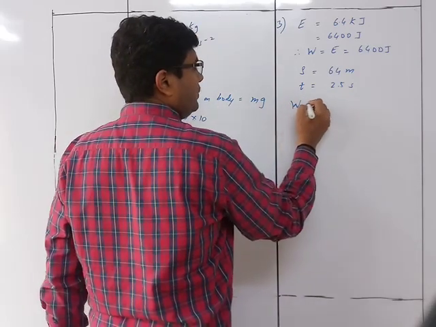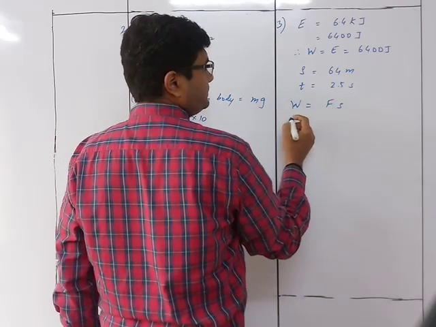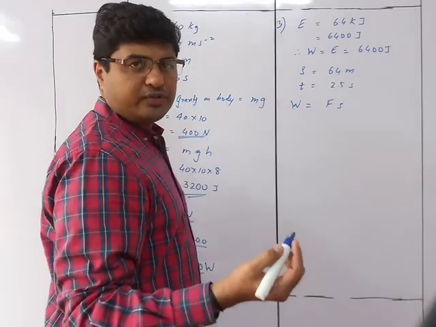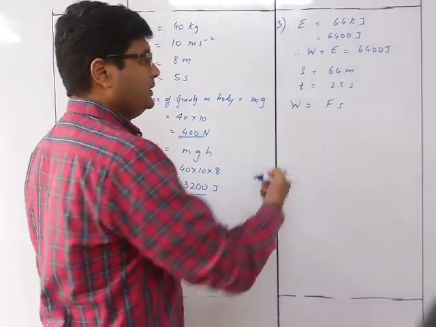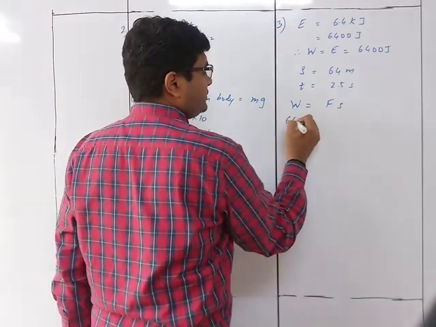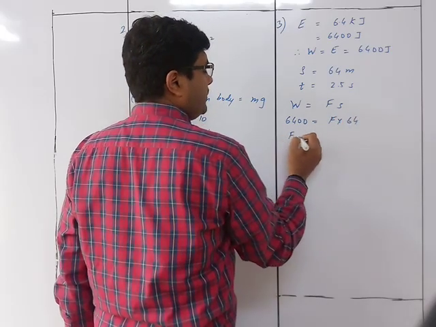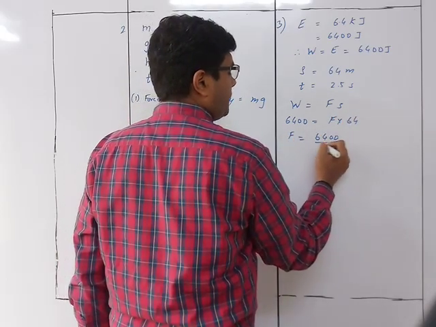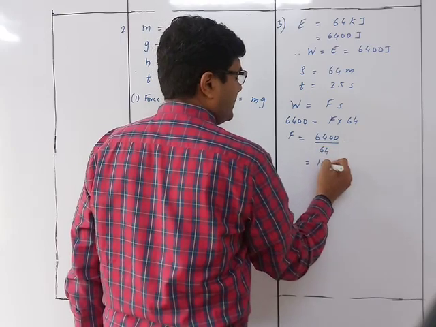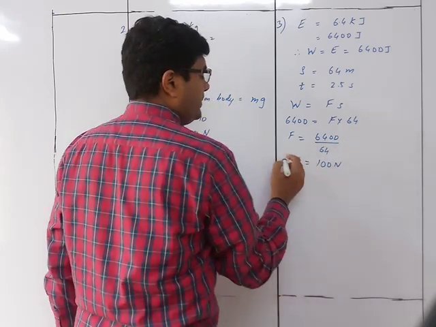So we know that W is equal to F into S because it is in the direction of the force, so you don't need cos theta. So W is equal to 6400 is equal to F into 64. Therefore, F will be equal to 6400 upon 64 is equal to 100 Newton. So F will be 100 Newton.